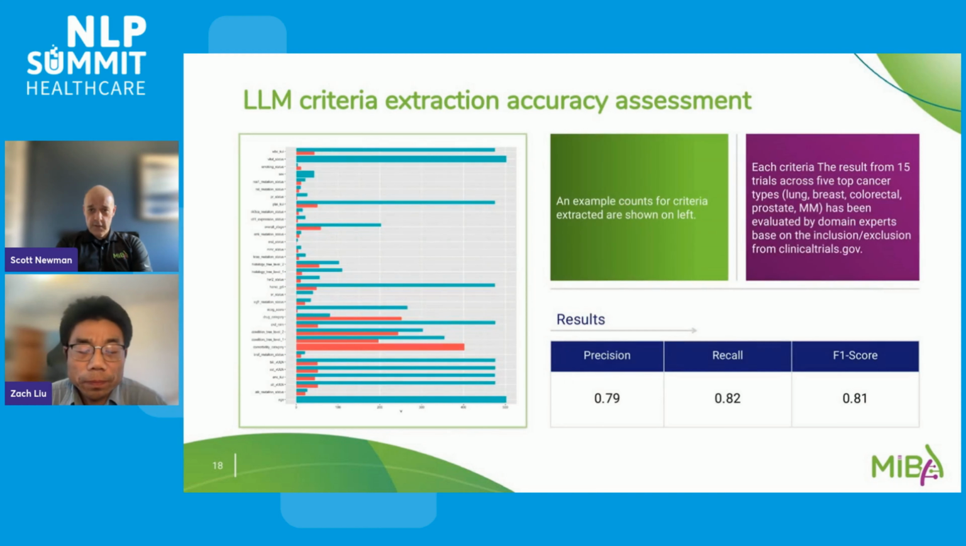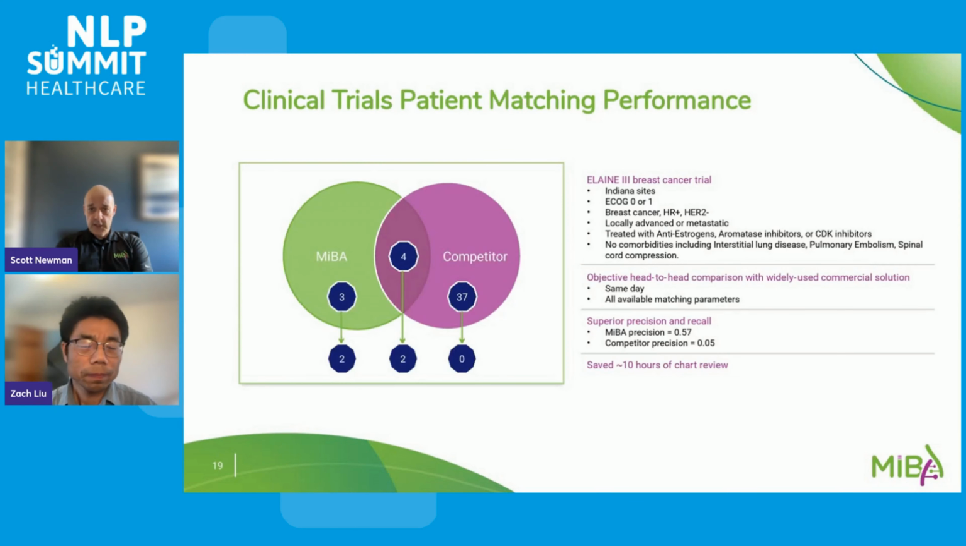So to reiterate, this large language model pipeline opened our eyes to the power of these approaches. At a first pass, these numbers are pretty decent, but certainly not perfect. So we use them as a starting point for what the inclusion and exclusion criteria could be. So here's an example trial where we ran a head-to-head comparison of our clinical trial matching solution versus a highly used competitor software, which I will not name. We ran the analysis on the same day. It was around the Elaine 3 breast cancer trial.